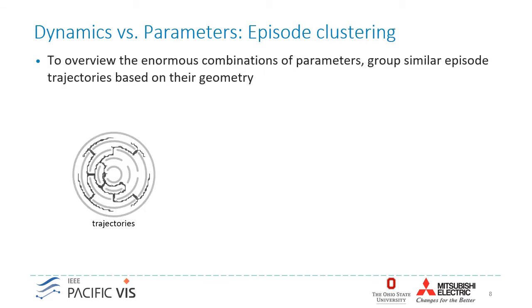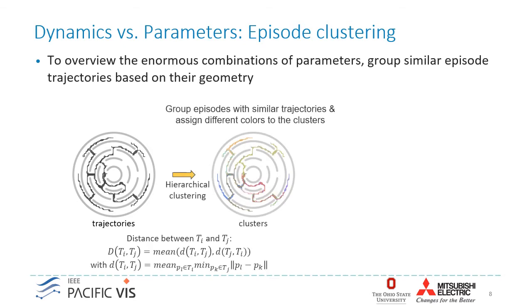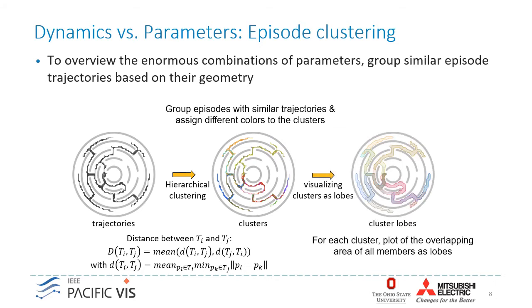Given the trajectories of all episodes, we apply hierarchical clustering to group episodes with similar trajectories. In each cluster, we use the trajectory that has the smallest distance to the others in the cluster as its mean, and assign a unique color to each cluster. As the mean trajectory represents the dynamics behavior of all cluster members, by plotting the mean of all clusters on the maze, scientists can overview the representative trajectories from all episodes. For each cluster, we also show the overlapping area of all members as ROIs, as shown on the right.